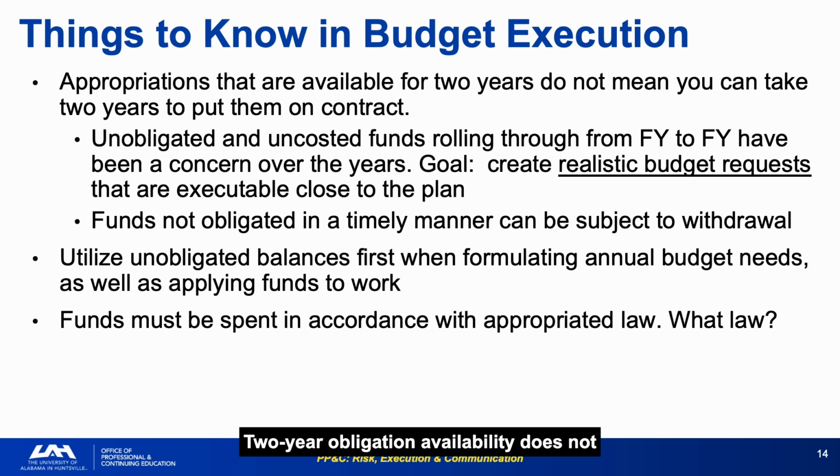2-year obligation availability does not mean 2 years to obligate. Unobligated balances rolling through fiscal years have been a persistent oversight concern, and funds not obligated in a timely manner can be withdrawn. The instruction to utilize unobligated balances first when formulating annual budget needs is critically important and widely ignored. Analysts who build new budget requests without accounting for prior year carry create inflated requests and unnecessary oversight attention.